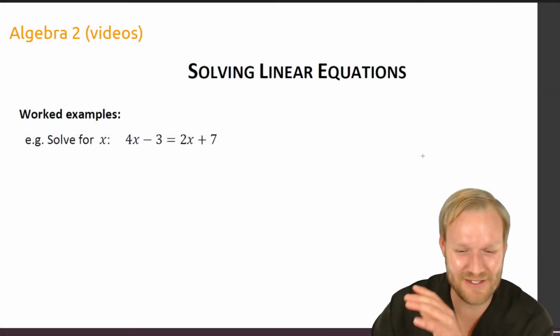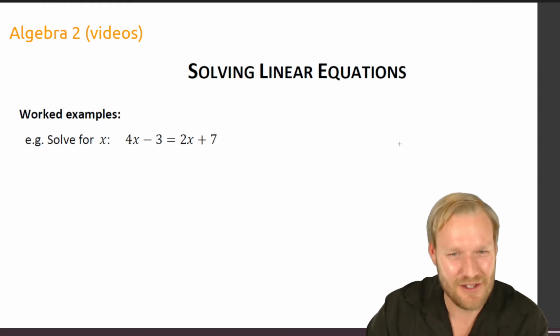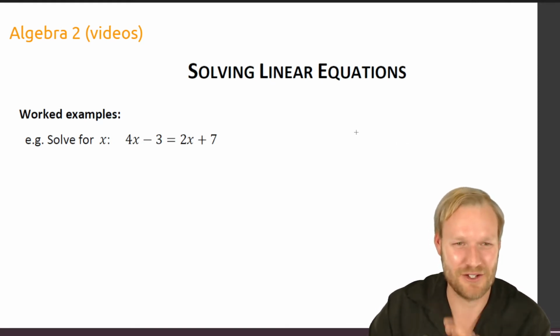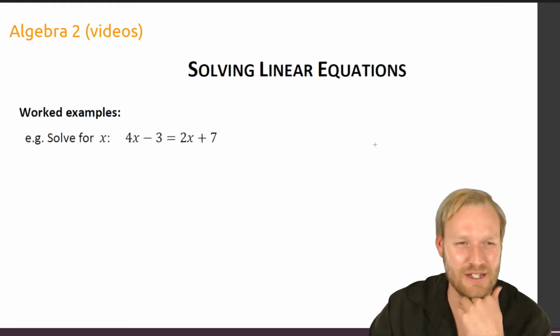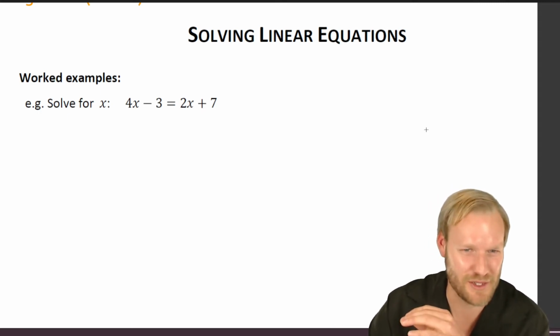Now, what we're going to do is just run through a few examples. So they're here, you've got them for reference, and then you're going to spend the next couple of lessons going through and practicing yourself. So let's go through them nice and gently. So solving linear equations. Solve for x: 4x minus 3 equals 2x plus 7.